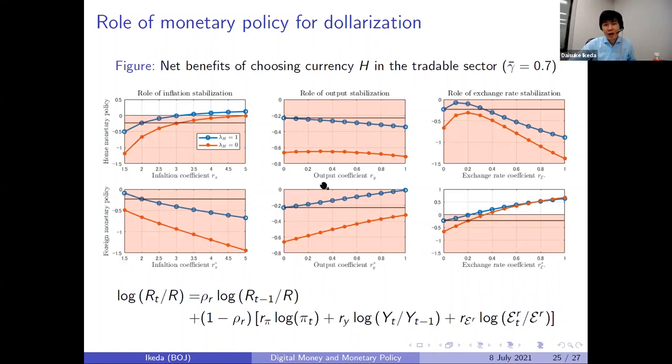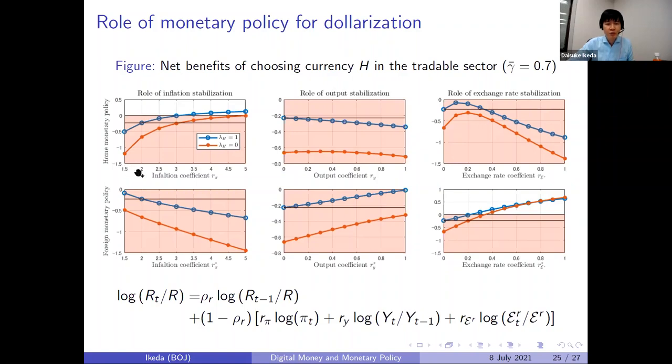These figures answer the question by plotting net benefits of choosing home currency in the tradable sector as a function of parameters of the monetary policy, okay? So this is net benefits. If net benefit is positive, then the tradable good firms are willing to choose home currency as an invoice currency. But if the values are negative, as highlighted by the shaded area, then the firms are willing to choose the foreign currency. So this panel plots the net benefits as a function of the inflation coefficient in the Taylor rule. The standard values are 1.5 or 2.